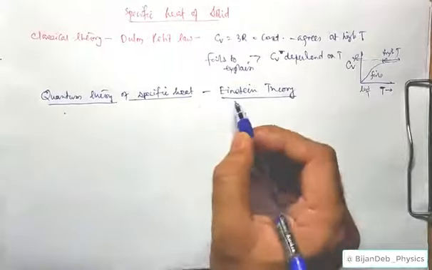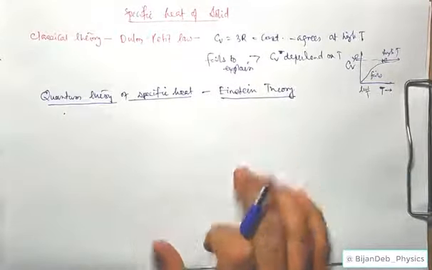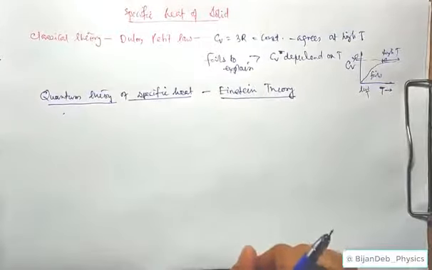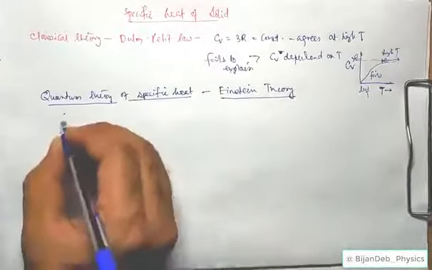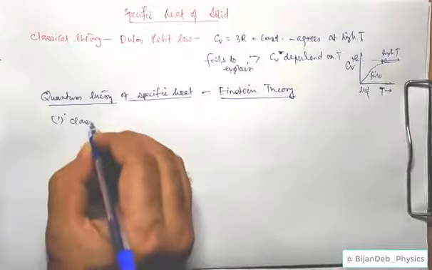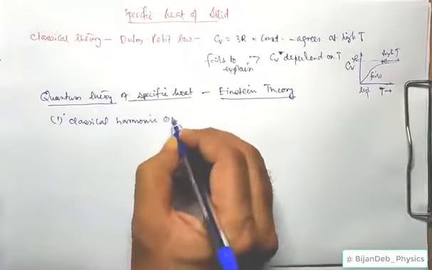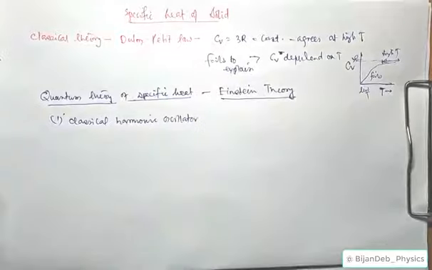So you have to remember, because many times it is asked what the assumptions were in the Einstein theory. The derivation is done on the basis of those assumptions. So first we have to know the assumptions. In classical theory, the assumption was that the atoms in the crystal were classical harmonic oscillators, vibrating in 3 directions. So if there are n atoms, we have 3n degrees of freedom. This was taken in classical theory.